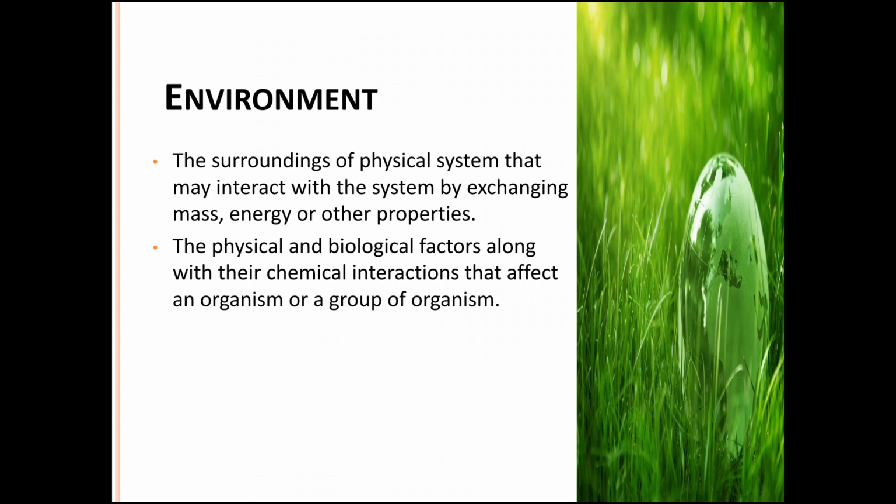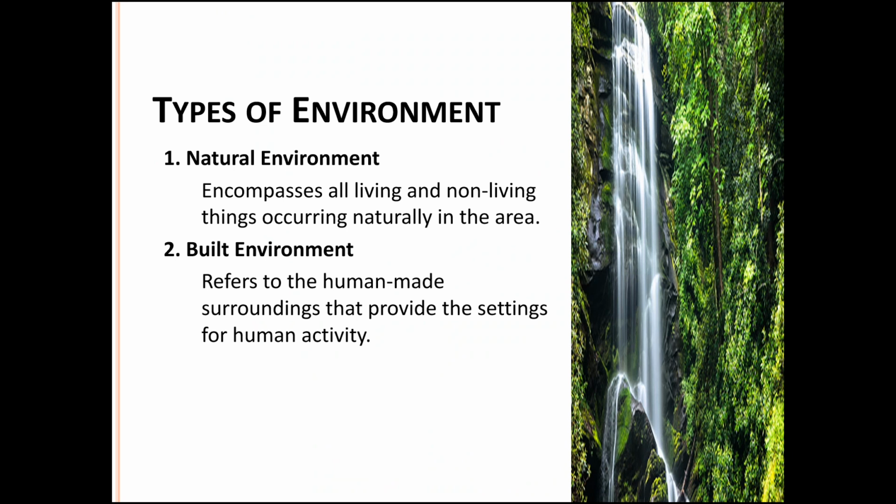First, what is environment? Environment is the surrounding of a physical system that may interact with the system by exchanging mass, energy, or other properties. It is the physical and biological factors along with their chemical interaction that affect an organism or a group of organisms. There are two types of environment: the natural environment that encompasses all living and non-living things occurring naturally in the area, and the built environment. It refers to the human-made surroundings that provide the settings for human activity.